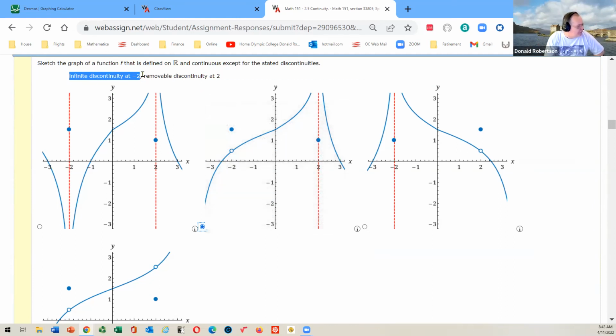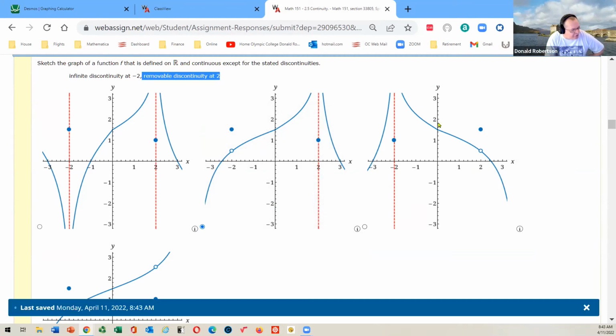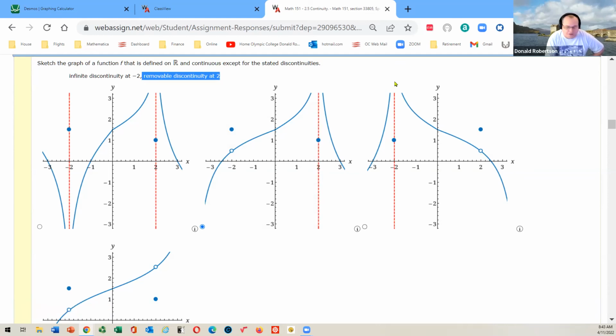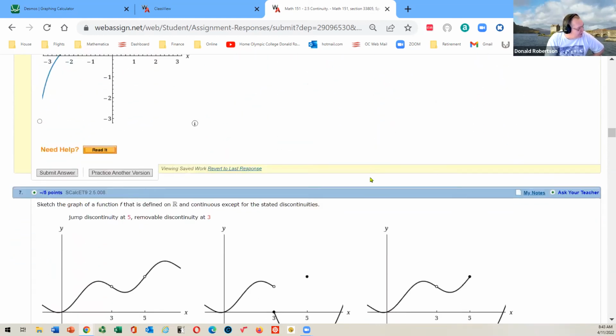If someone says to me a removable discontinuity, what I imagine is a continuous line with a hole in it, right? A normal line, and then they stick a hole in it. That's what a removable looks like. So can you see the normal curve and then they stuck a hole in it? Can you see the vertical asymptote? Everything matches, we are good.